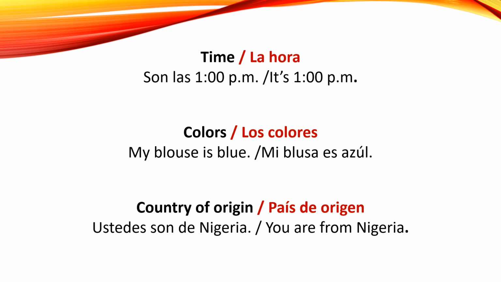For instance, mi blusa es azul. My blouse is blue. So you see? So blue is describing the blouse, which is blue, the color. Also, when you talk about a country of origin, you use the verb ser. Country of origin is país de origen. Ustedes son de Nigeria. You are from Nigeria. So Nigeria is the country of origin where these people were born.